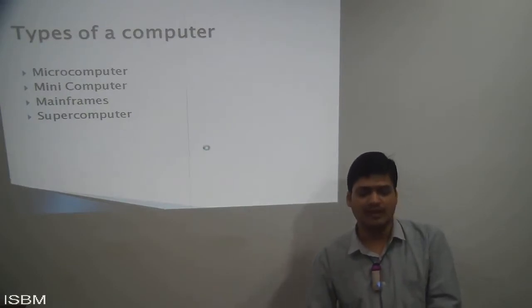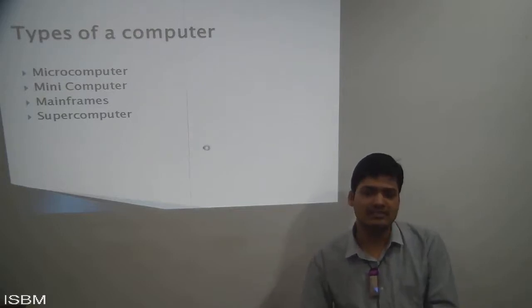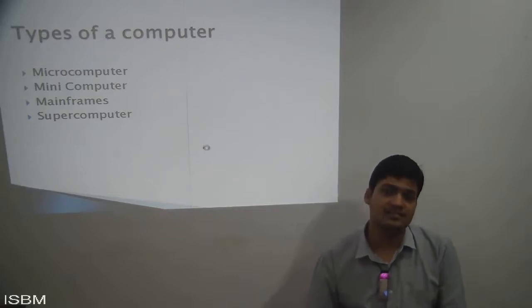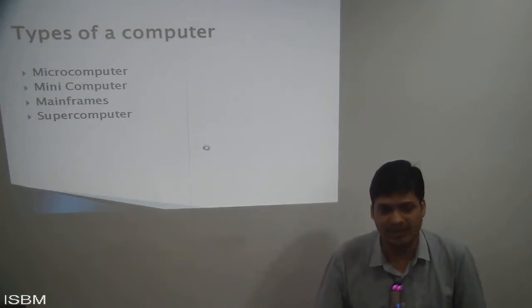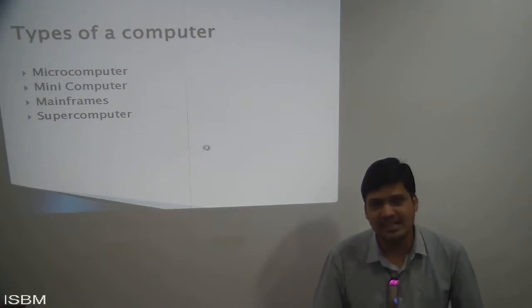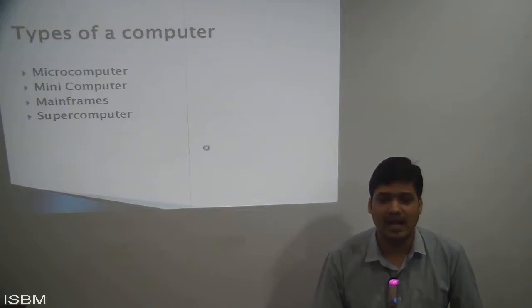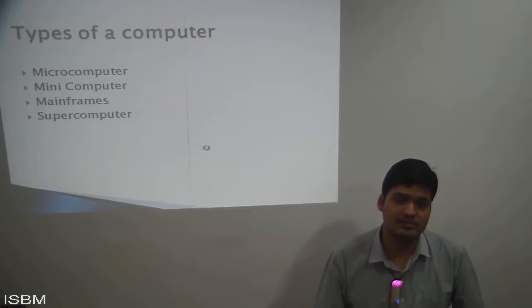Then come to the last and foremost, the supercomputer. A supercomputer is basically a big computer. It has a lot of storage capacity and its speed is very fast. It calculates everything in a very short time, in nanoseconds, and its capacity is very high. Basically, this kind of computer is used for weather forecasting and in aeroplane systems; these kinds of big systems use it.